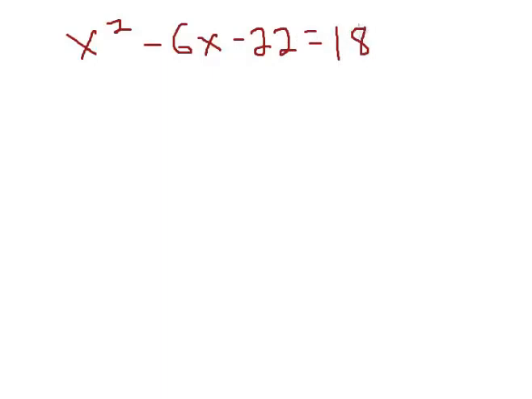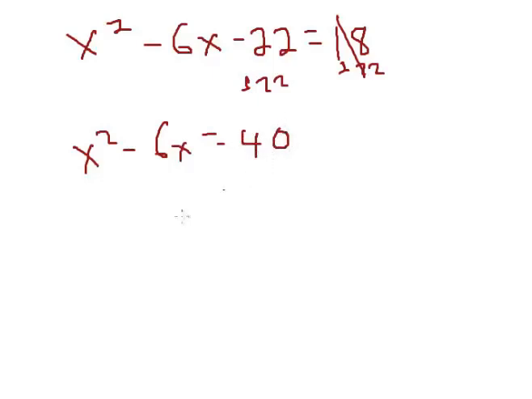Now the problem is, if we tried to isolate x, we wouldn't be able to do it. I'll show you what would happen if we tried. We could add 22 to each side, and now we'd have x squared minus 6x equals 18 plus 22. Yeah, 18 plus 22 is 40.